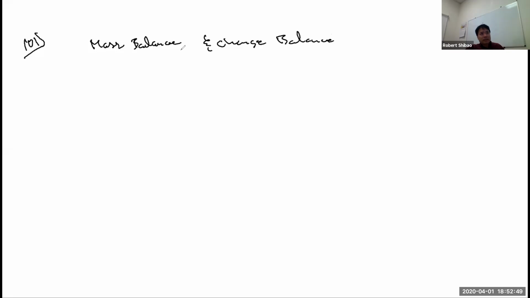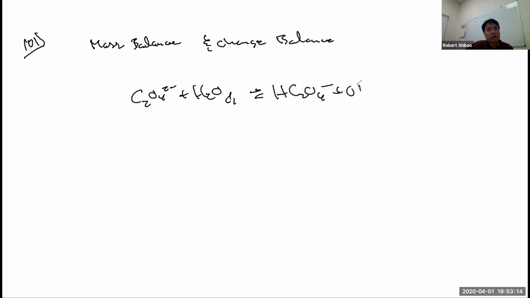And so basically, whenever we balance any kind of chemical equation, we have to make sure that the mass is balanced and the charge is balanced here. And so we could have something like this, where we have oxalate reacting with water to produce hydrogen oxalate and hydroxide. And so the mass balance would be the atoms.